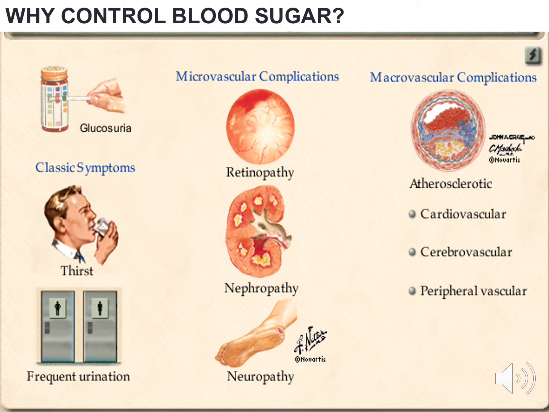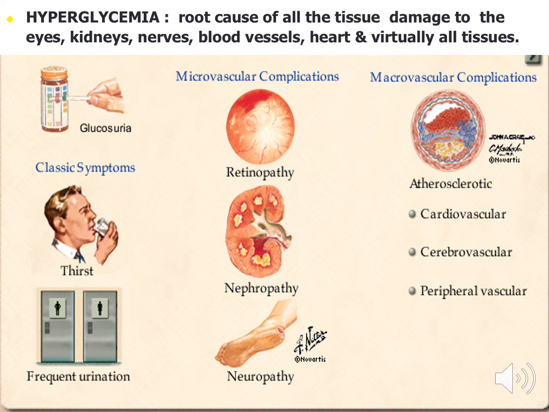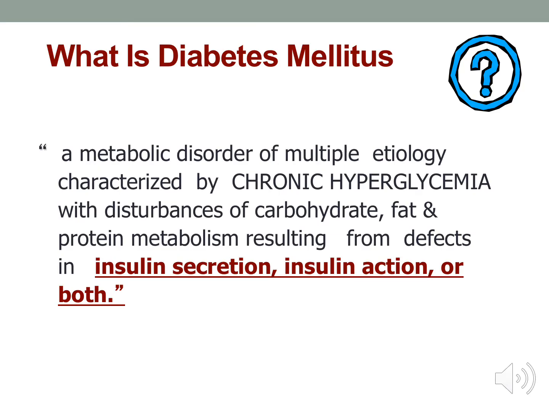So for the microvascular complications, diabetes has the major impact. But for macrovascular complications, you not only have to control diabetes, but also hypertension, high cholesterol, and increased weight in order to prevent heart attacks, cardiovascular diseases, strokes, cerebrovascular diseases, and peripheral vascular diseases or peripheral arterial diseases, because hyperglycemia is the root cause of the tissue damage to all of these organs and tissues in the body. Now, in order to treat diabetes, we need to know what it is.